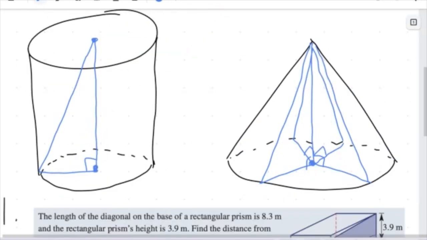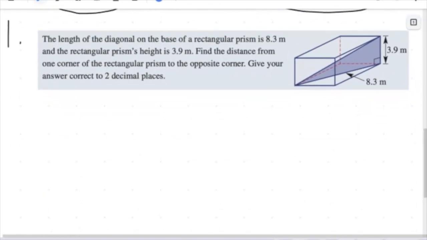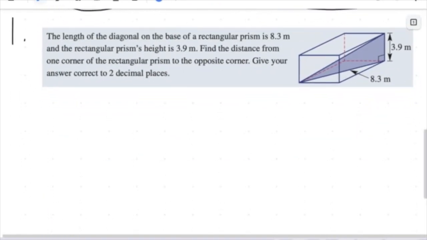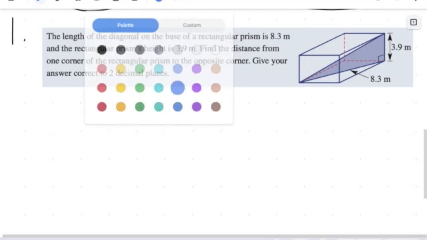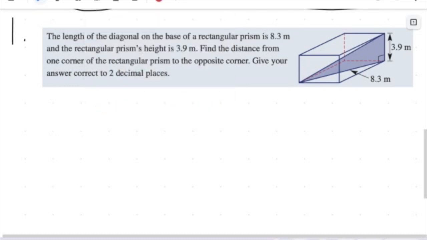So let's jump into a question. We have here the length of the diagonal on the base of the rectangular prism is 8.3 meters. So that's this one just down here. The diagonal on the base of this prism is this line through here.